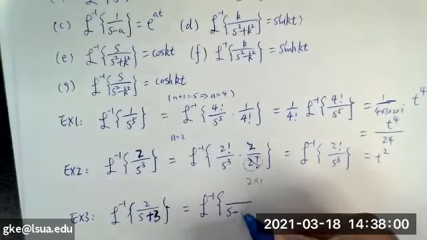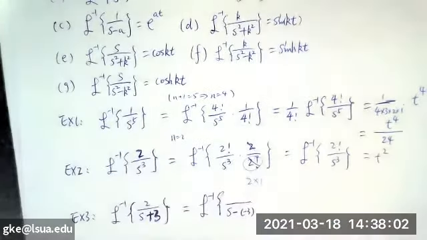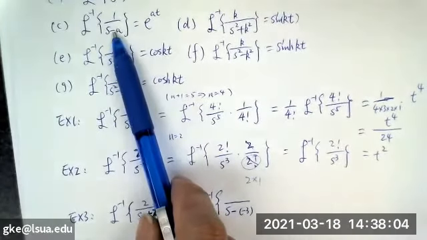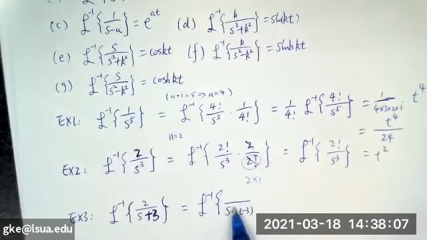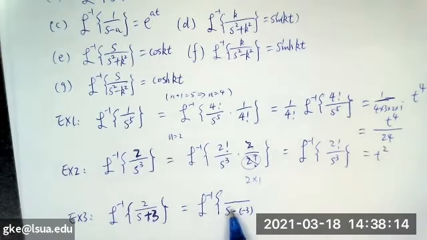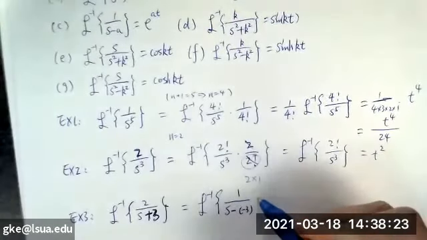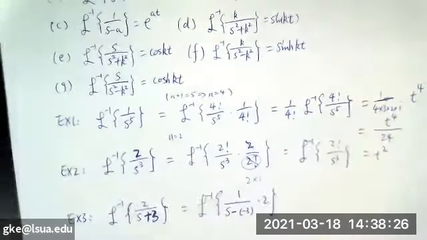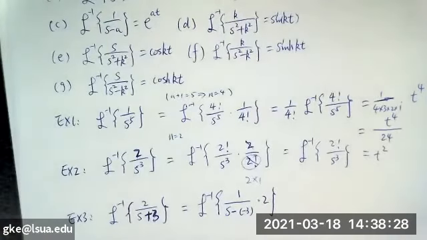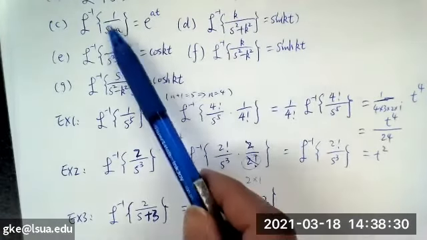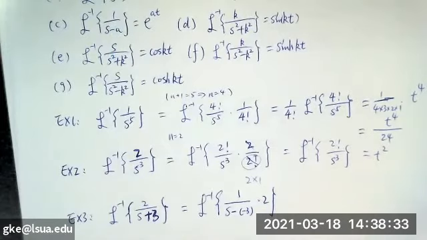S minus -3, right? Because S subtract A. So S subtract -3. Here's a plus, so we need to put a minus. So it should be S subtract -3, and for the numerator, it should be 1. So we can write it down like that, times 2. For the numerator, it should be 1. Follow the formula like that.